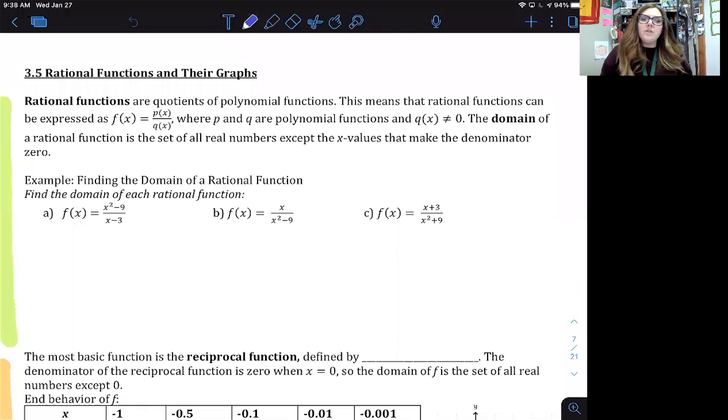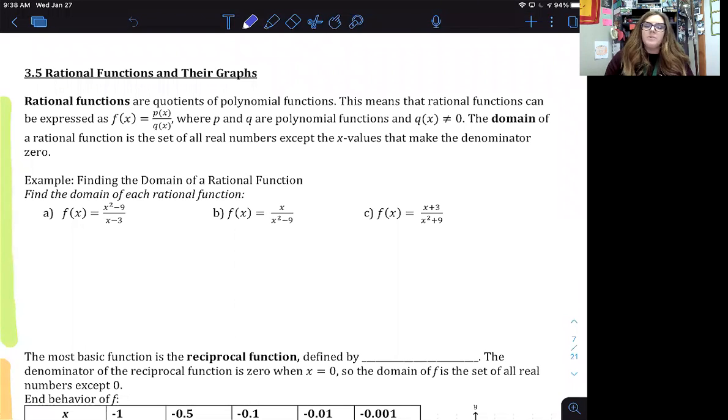All right, so today we're going to start off with looking at the first part of graphing rational functions. What we're going to focus on today is the domain, end behavior, and our vertical and horizontal asymptotes. So some of the key features of the graph. Rational functions are the rational expressions we are looking at, but just set equal to y.